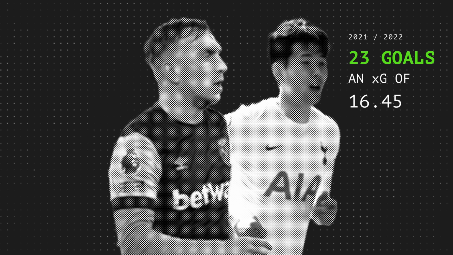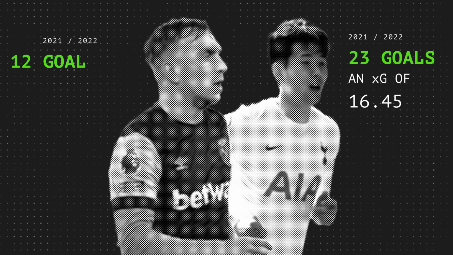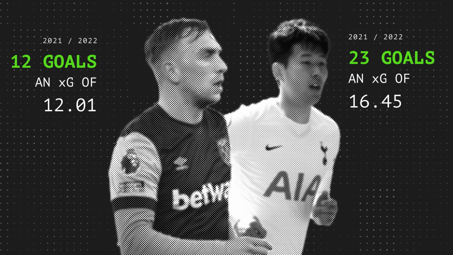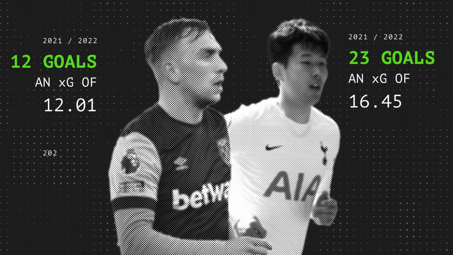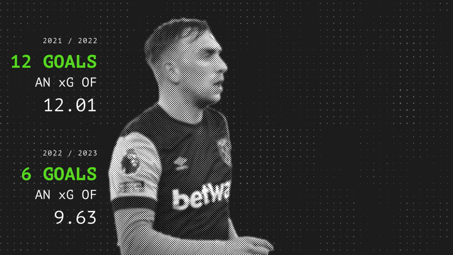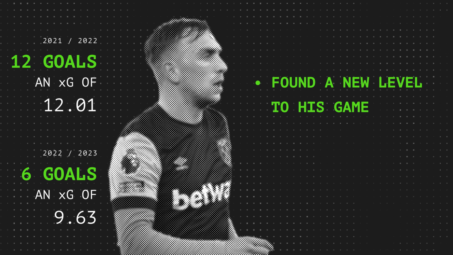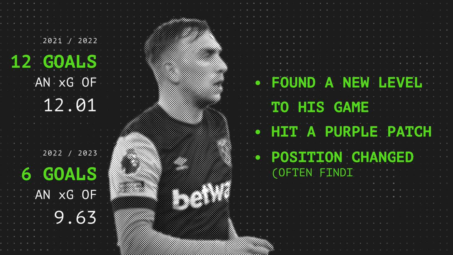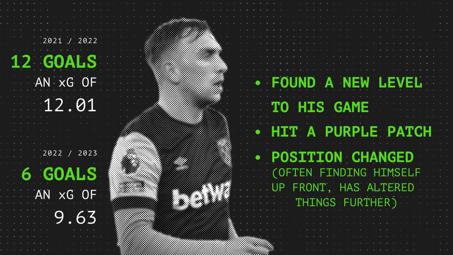In that same 2021-22 season, he scored 12 goals from 12.01 XG, so exactly what you would expect. However, last season, Bowen was among the top 10 culprits for XG underperformance, scoring just 6 goals from an XG of 9.63. So it could be that he has found a new level to his game and now he's overperforming. Or it could be that he's hit a purple patch that soon slopes off.